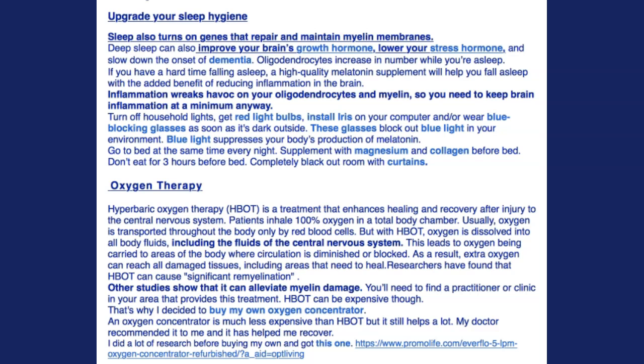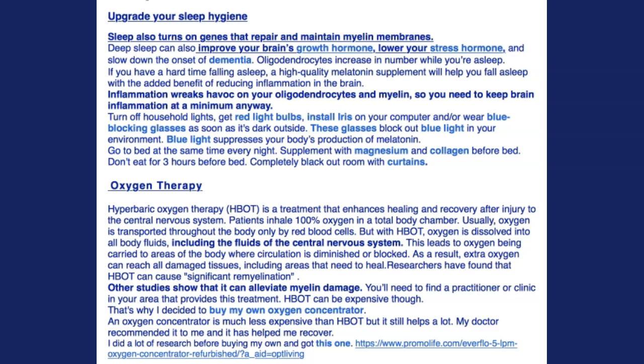Inflammation wreaks havoc on your oligodendrocytes and myelin, so you need to keep brain inflammation at a minimum anyway. Turn off household lights, get red light bulbs, install iris on your computer, and wear blue blocking glasses as soon as it's dark outside. These glasses block out blue light in your environment. Blue light suppresses your body's production of melatonin.